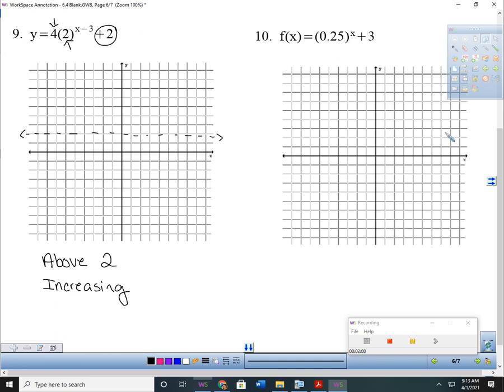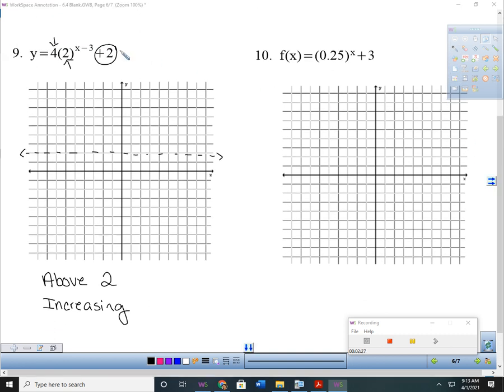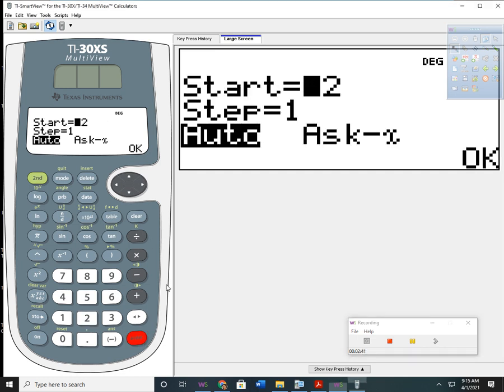We're going to use our table feature to do this, but it's going to give us some fractions, and we'll have to convert those to decimals so that we can see where they're at on our graph. So I've gone to the table feature, and I have plugged in my equation, and I'm going to press enter. I'm going to start at -2. That's fine, because I can always change that in my table.